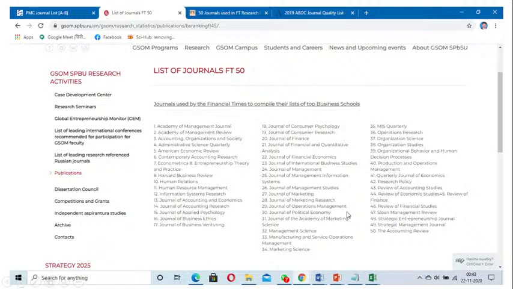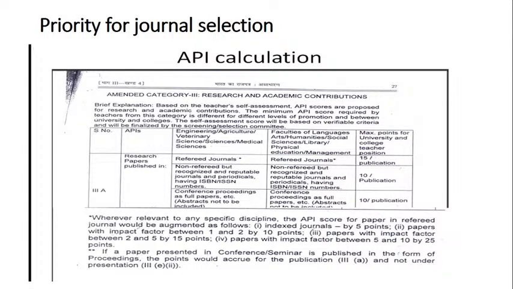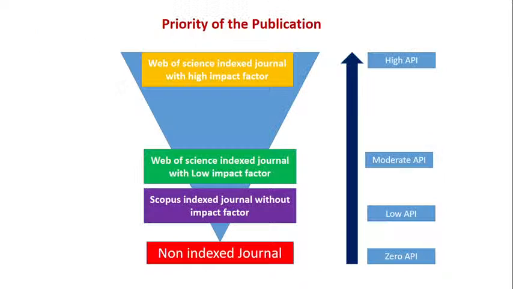This is the FT journals list, Financial Times indexed journals. Now, I already explained the priority for journal selection. One Scopus indexed journal, you will get 5 points. If you are publishing a paper in a journal with more than 5 impact factor, you will get 25 API points. I am not saying this is available in the API calculation, but publishing papers in highly reputed journals is very important.